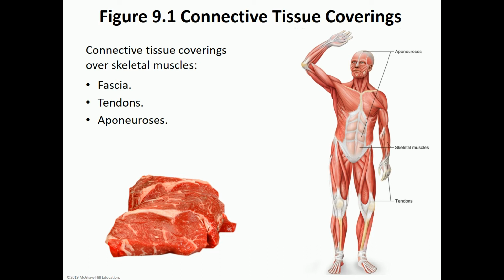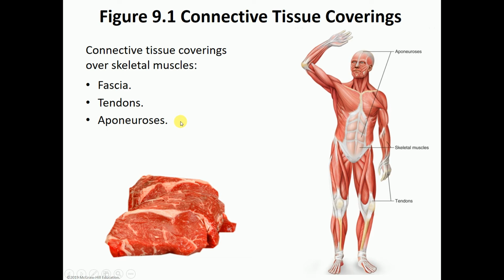If that fascia extends beyond the muscle fibers to connect to a bone, that is known as a tendon. For example, you see the quadriceps muscle, and that is the muscle on the anterior part of the thigh. It will attach to the tibia with a very strong tendon. That tendon, again, is an extension of the fascia surrounding the quadriceps muscle.